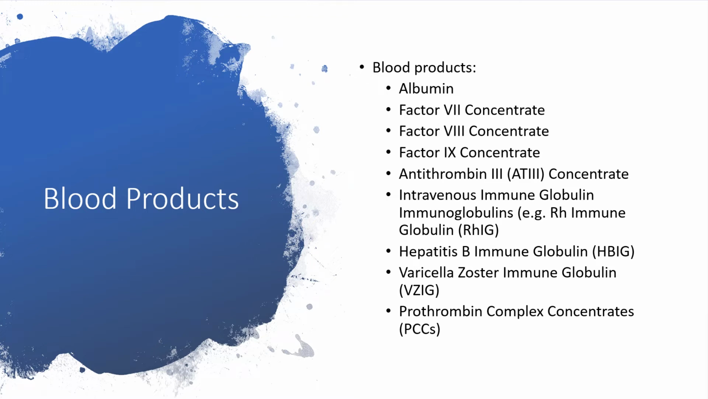Intravenous immunoglobulin, also called IVIG, is administered when patients have immunodeficiency or specific antibody deficiency. Hepatitis B immunoglobulins are given if the patient has accidental exposure to hepatitis B. Varicella zoster immunoglobulins are usually indicated for newborns of mothers who develop chickenpox within 5 days before and 48 hours after delivery. Next, prothrombin complex concentrates are used in emergent conditions to reverse warfarin-induced anticoagulation with major bleeding.